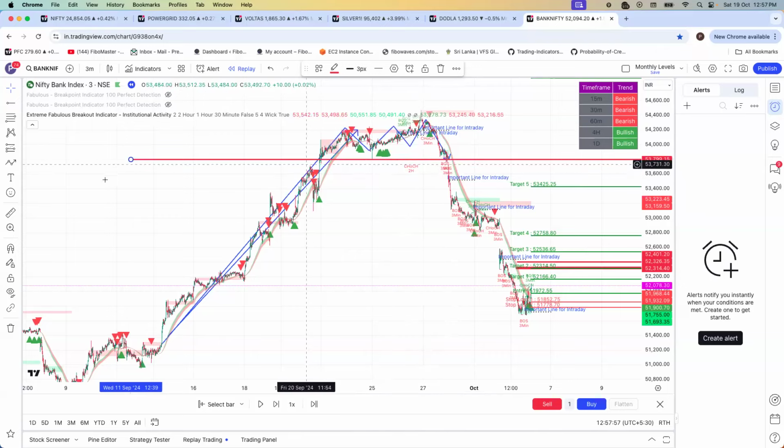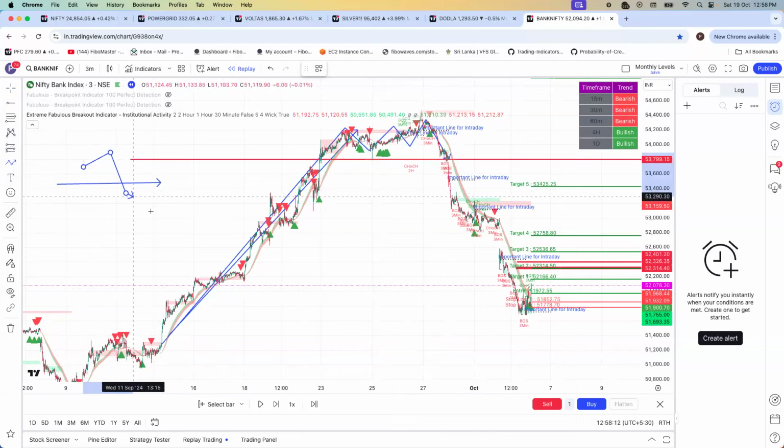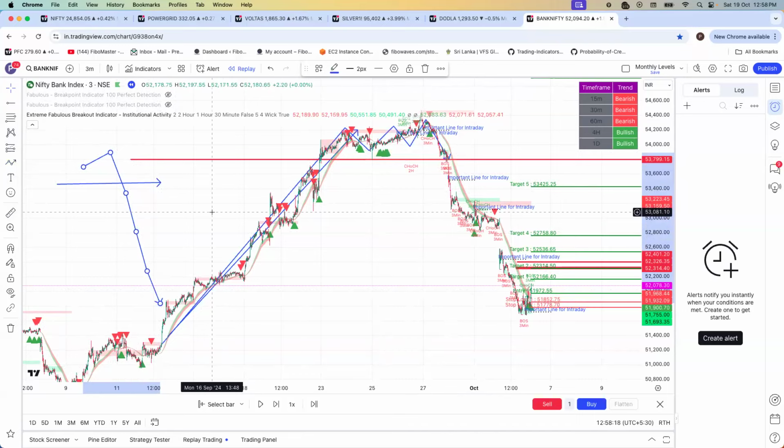And one more thing: if, let's say, the breakout is like this, the BOS is there. When the stock is coming like this, and then it's coming like this, it means it's a breakout, and it will straight away fall. So this is a possibility of a breakout.